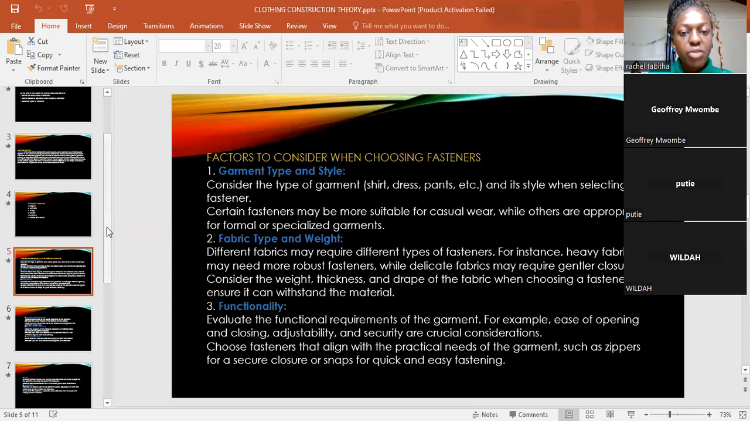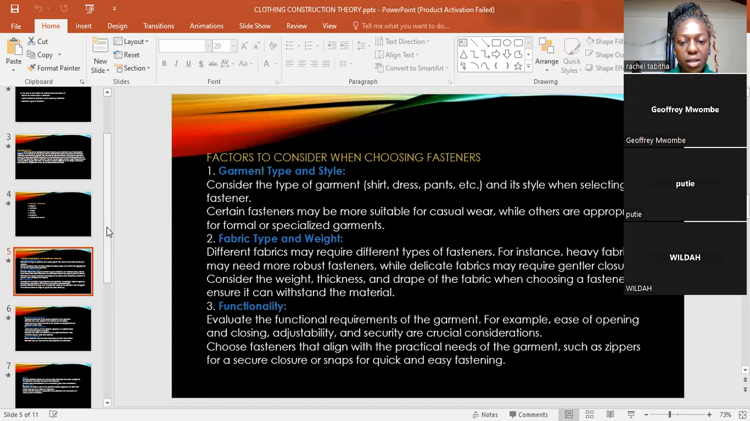So on the factors to consider when choosing fasteners, one is garment type and style. Consider the type of garment, like for example shirts, dresses, and pants, and its style when selecting a fastener. Certain fasteners may be more suitable for casual wear, while others are appropriate for formal and specialized garments.